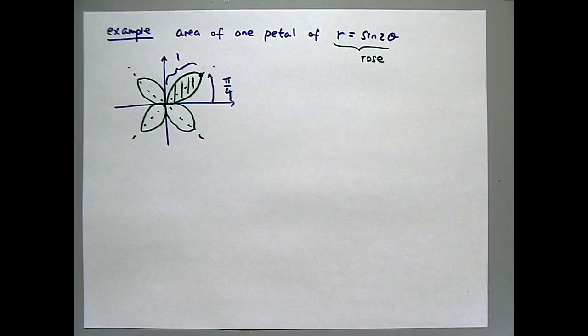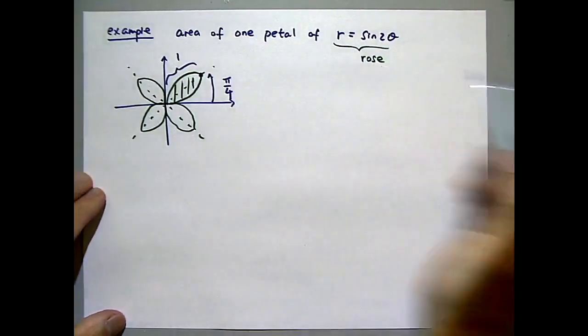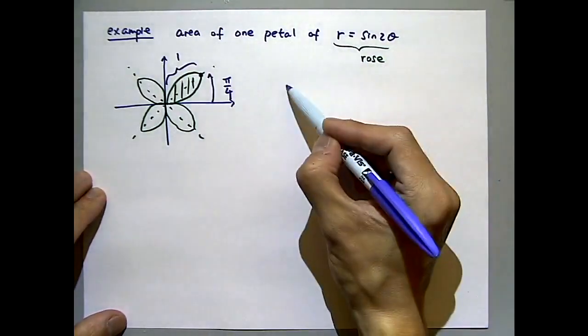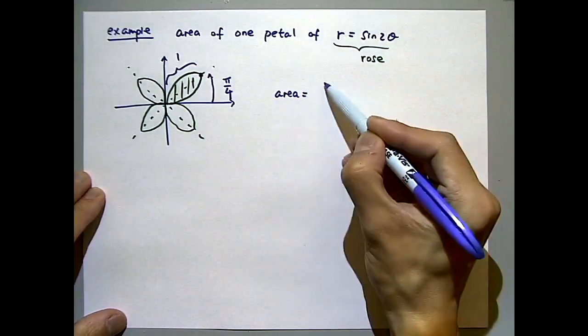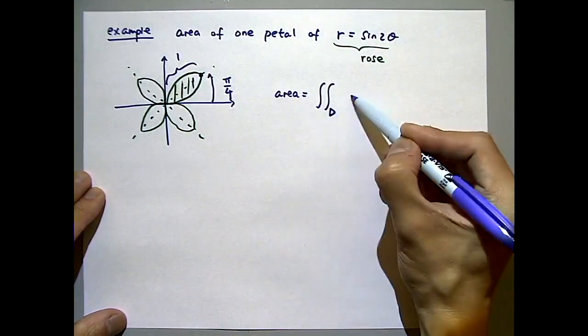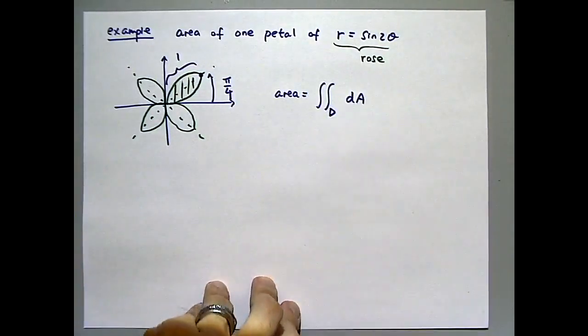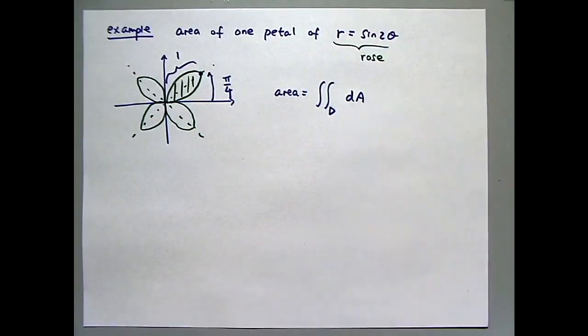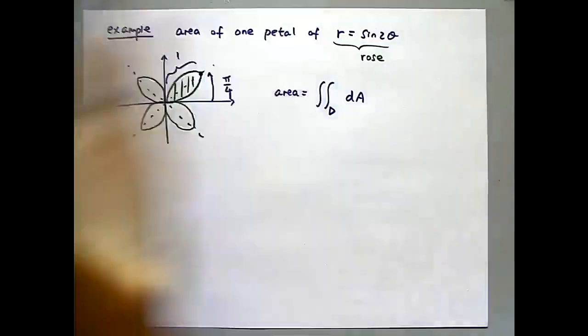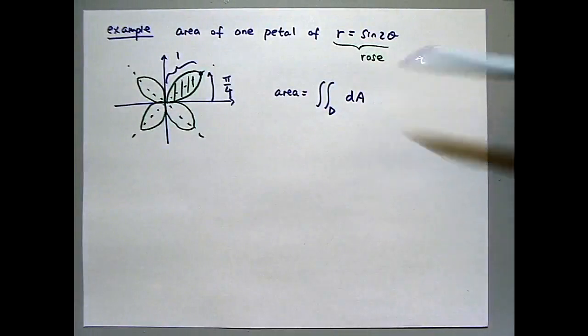Okay, we just want one petal. You can find any of these petals you want. Let's just find the one in the first quadrant, because it's the easiest quadrant to deal with. When you just want to find the area, you simply integrate 1 times dA. So your height function is just a 1, just a flat 1. So that will give you 1 dA.